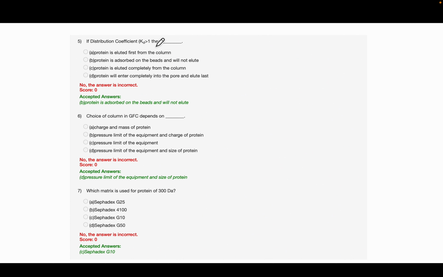If distribution coefficient Kd is greater than 1, then, as we discussed in the previous class, that means the protein is adsorbed on the beads and will not elute. So every protein will be adsorbed onto the beads of the gel system and will not elute. Okay, the answer will be B.